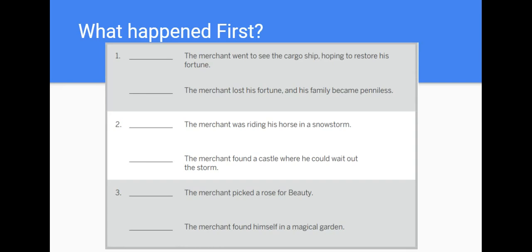In today's application, what you are going to be doing is there are three different parts in this story. You're going to decide what happened first between those two parts. So you see, number one, there's two sentences. Number two, in the white, there's two sentences. Number three, there's two sentences. You've got to decide out of those two sentences which one of them goes first.